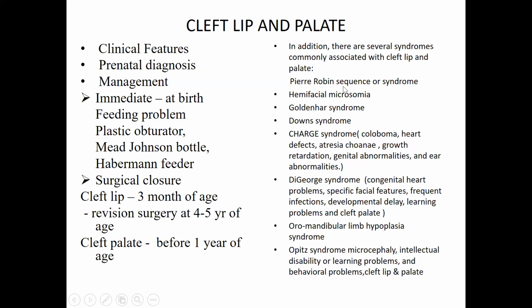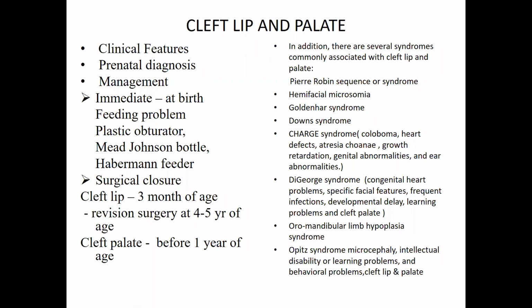Here are some of the syndromes which are associated with congenital anomalies. I will not go into detail. They are like Down syndrome, CHARGE syndrome, DiGeorge syndrome, Pierre Robin syndrome. These are all syndromes which can be associated with cleft lip and cleft palate. Syndrome means there are so many other defects as well.